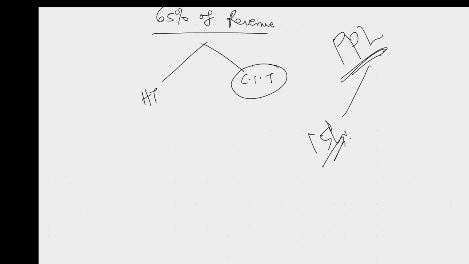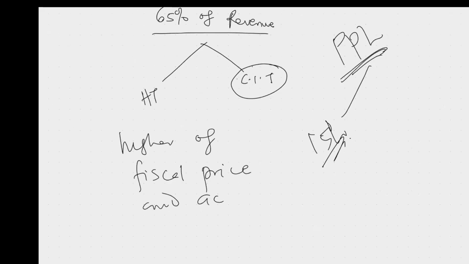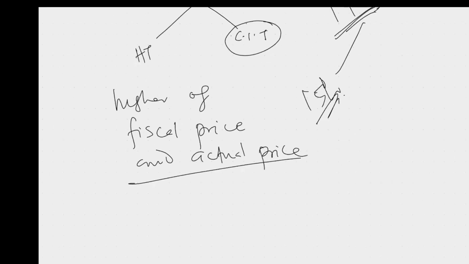of fiscal price and actual price. Where fiscal price is higher, you take fiscal price. Where actual price is higher, you take actual price. Do you understand? So that is what the examiner always wants you to know. When you have that kind of situation, you take the higher of the two.